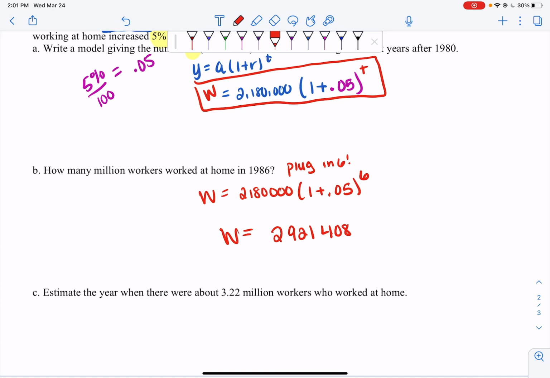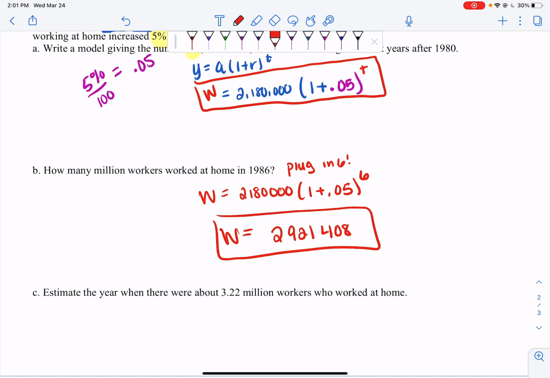Let me double check something. 1 second. Second mode. I get 2,921,408.497. But here's the issue. Can you have 0.497 of a person? Nope. So we actually just get rid of the 0.497. So this would be your final answer.